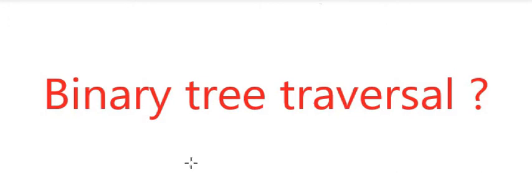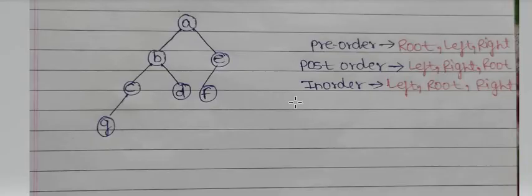Binary tree traversal. Now there are three common ways to traverse them. Number one is pre-order, the second is post-order, and the third is in-order traversal. I am going to cover pre-order traversal in this video. If you are eager to learn this concept and want to solve a question with a trick, then you must watch this complete video. Now let's start: what is pre-order traversal?